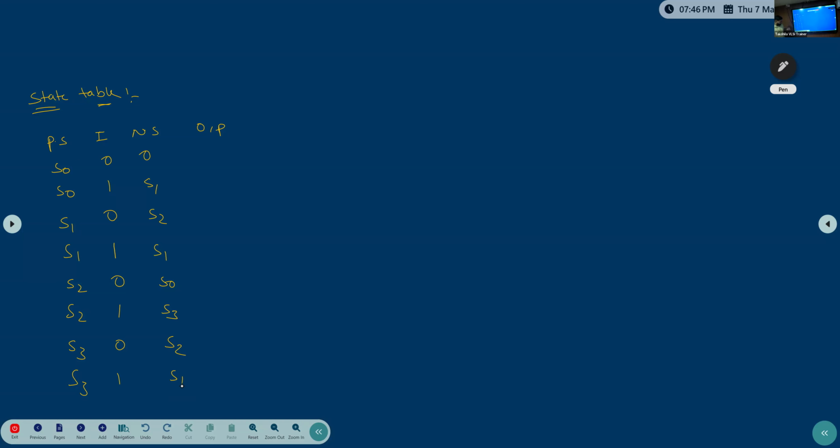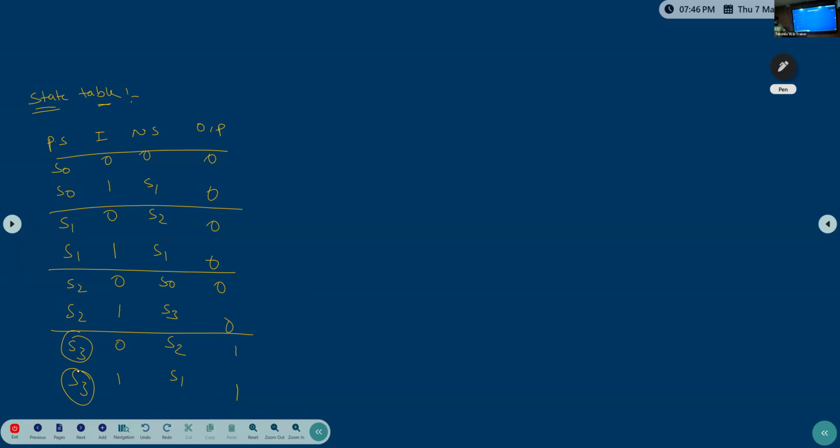It will depend on the state. When S3 is present, the output will be 1. In these two cases, it will be 1. Getting? So these other cases, it is 0. Getting? So only this S3 it will depend on. This is the S3 state, output is 1.